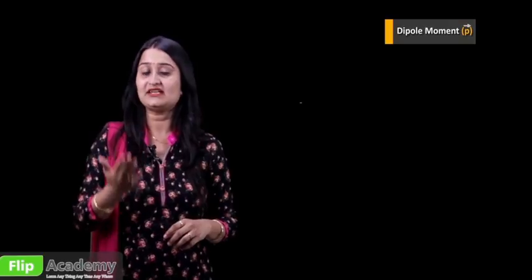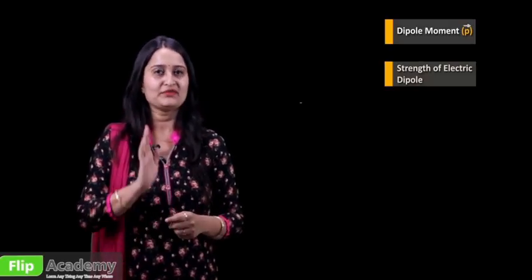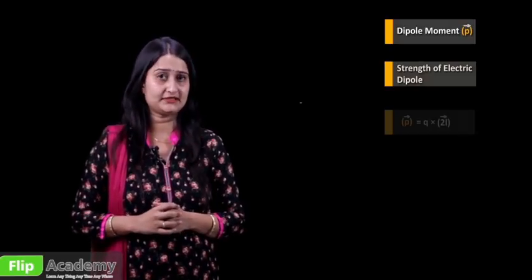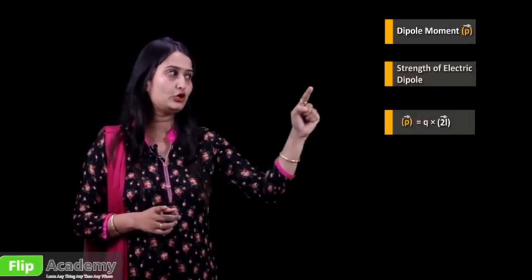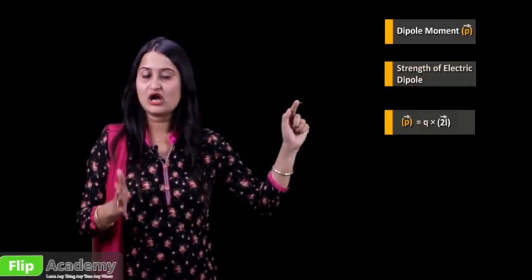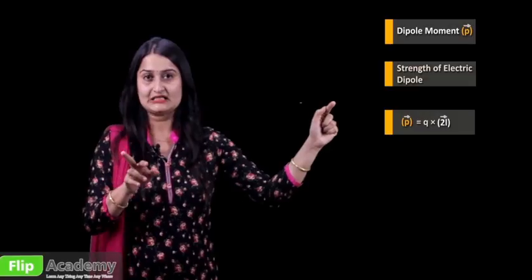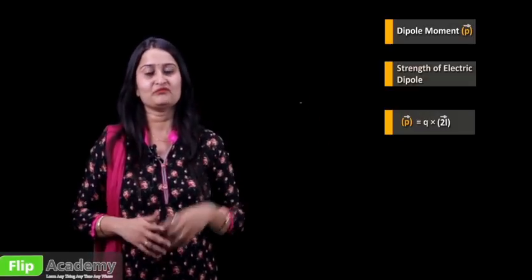The second important term is the dipole moment. The dipole moment is denoted by small p with a vector sign on it because it is a vector quantity. This dipole moment basically represents the strength of the electric dipole. It is represented by a small formula, that is p = q × 2l. What is q? q is the charge on the electric dipole. What is 2l? 2l is the distance between plus q and minus q. So this is a very small formula for the dipole moment.